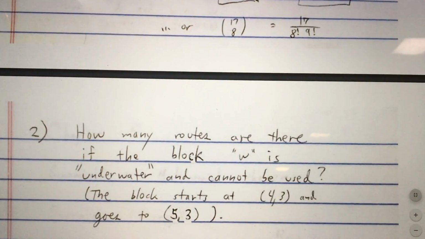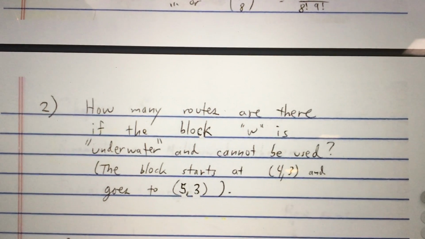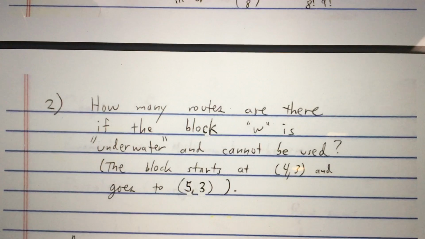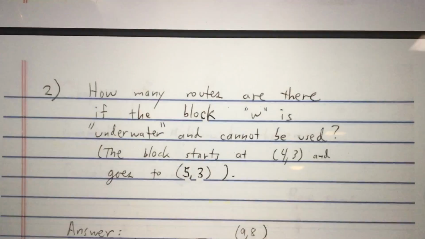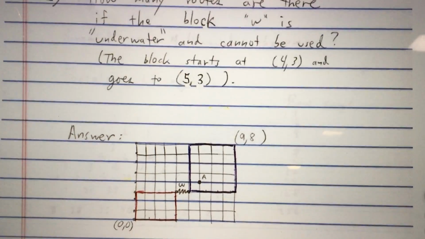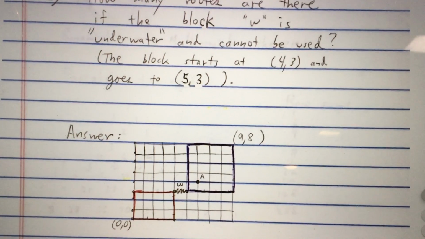Now, next question. How many routes are there if the block W is underwater and cannot be used? The block W starts at 4, 3 and goes to 5, 3. I redrew it here. So this is where you have a constraint that you can't use that connection.